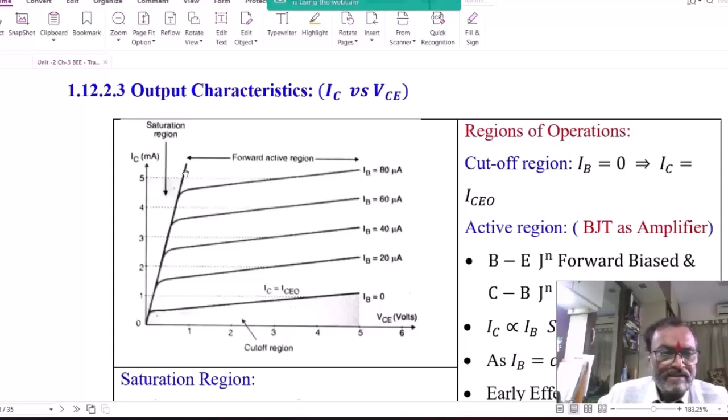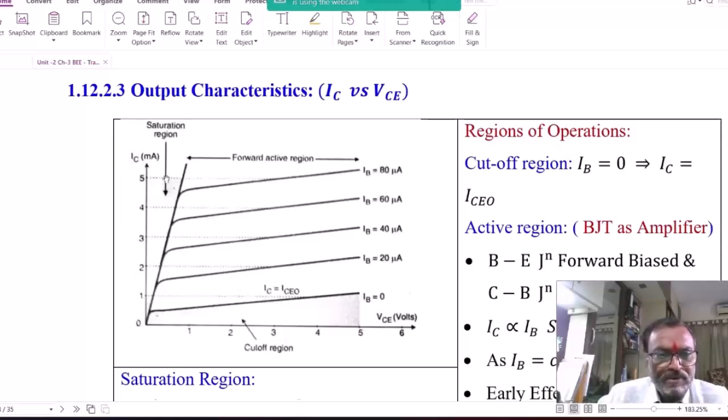Whereas the region near the y-axis shown here, where the device is fully in on state, VCE will be very small during this region and collector current is large, and therefore the device is fully in on state or in saturation.